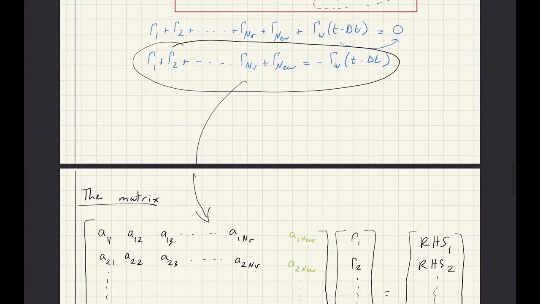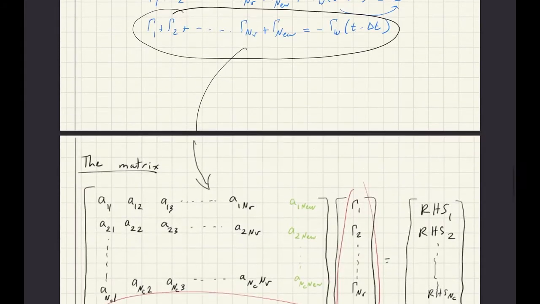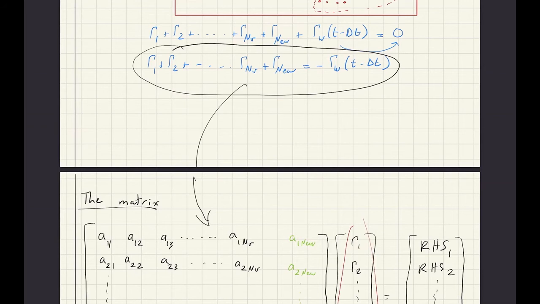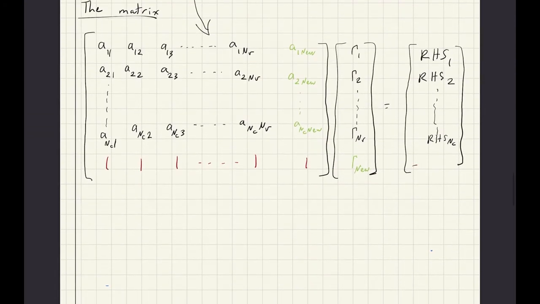So as we said, we know that gamma 1 plus gamma 2 up to gamma NV would correspond to putting ones all across this matrix. So this row multiplied by this column will give you this right here, correct? So this bit here is equal to the circulation of the wake in the previous time step, so it's minus gamma W of T minus delta T.